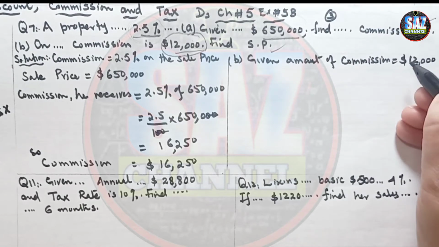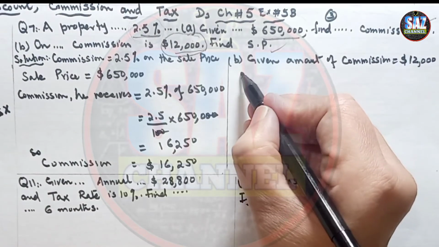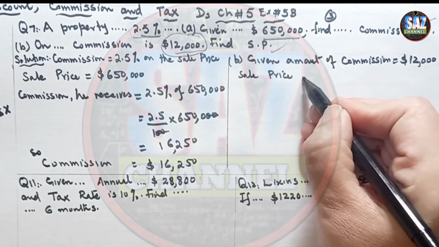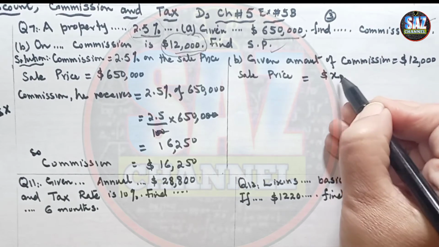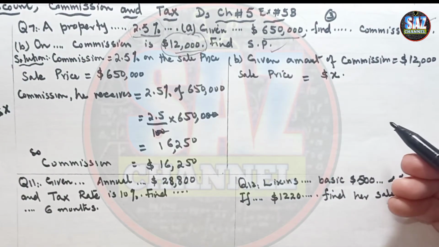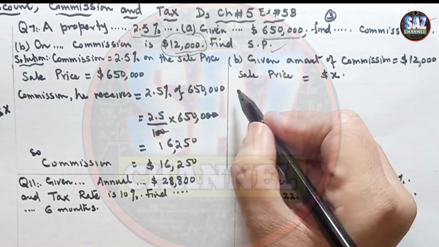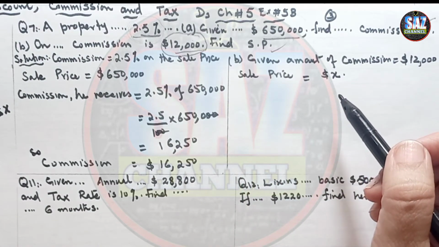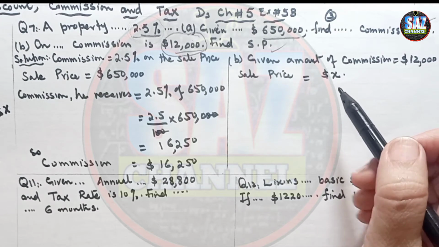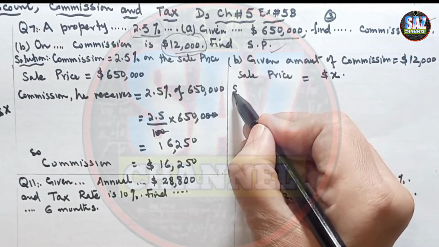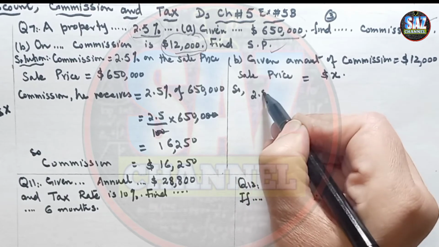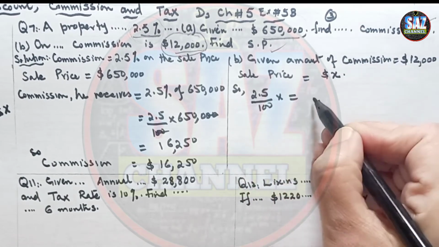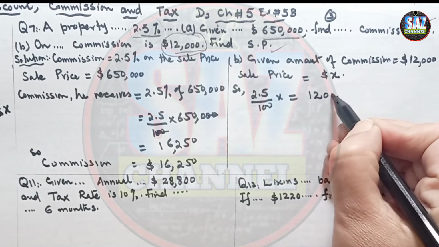And now we have to find the sale price of the house. Let the sale price equal $X. We do not know the sale price of that house, but we know that he is getting a commission of 2.5% on the sale of the house. So according to the condition, 2.5% of X will be equal to 12,000.